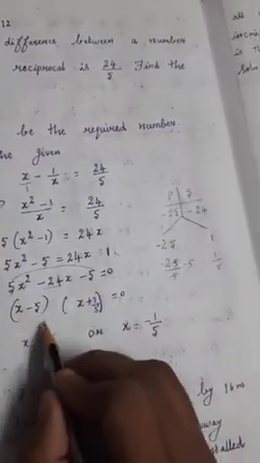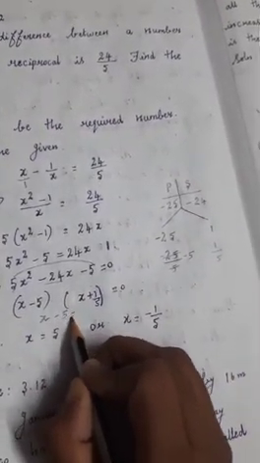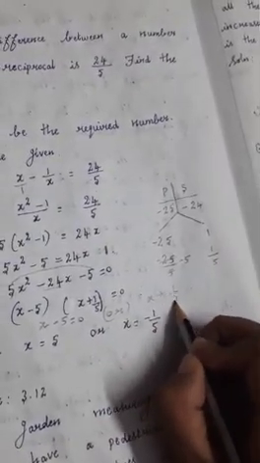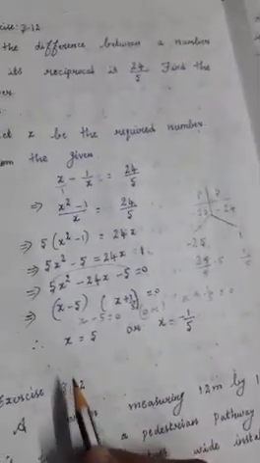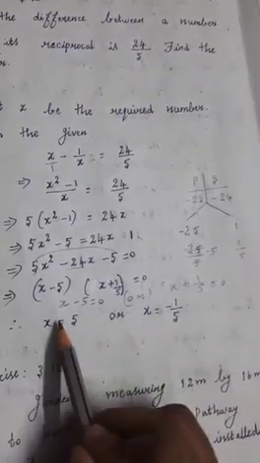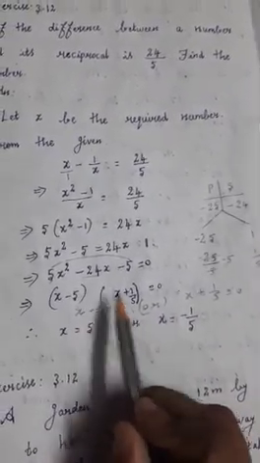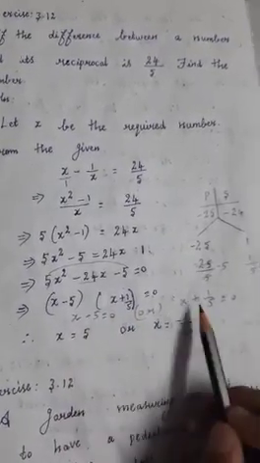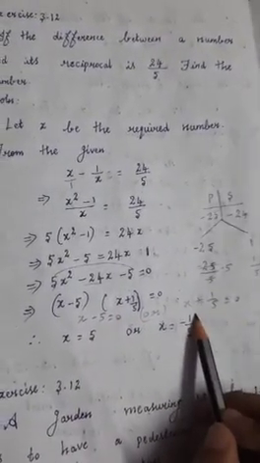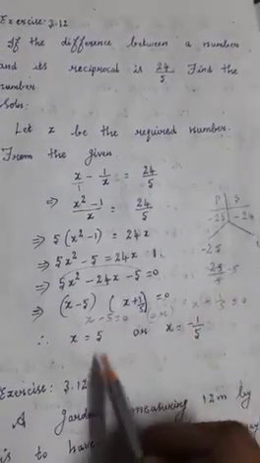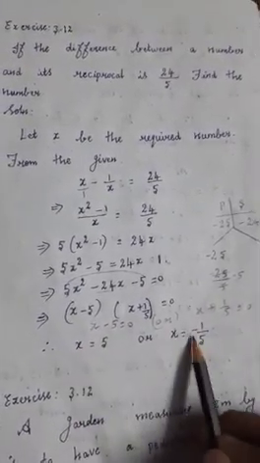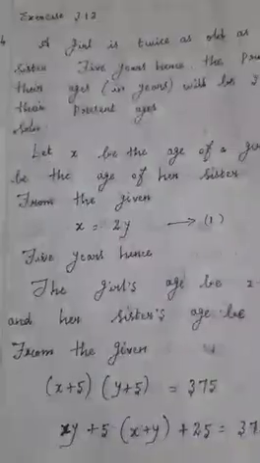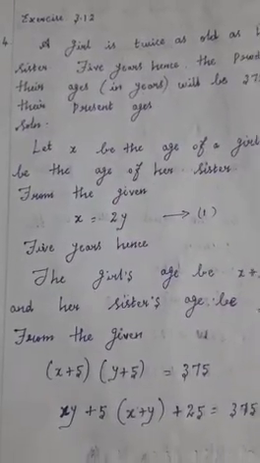After that, x minus 5 is equal to 0 or x plus 1 by 5 is equal to 0. So now x is equal to 5, if you bring minus 5 to the right hand side. Or here, if you bring it to that side, x is equal to minus 1 by 5. So that is the answer: x is equal to 5 or x is equal to minus 1 by 5. Okay, thank you. Now let us see exercise 3.12, fourth question.